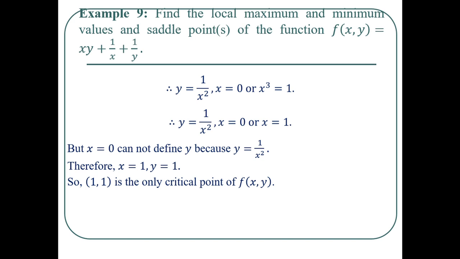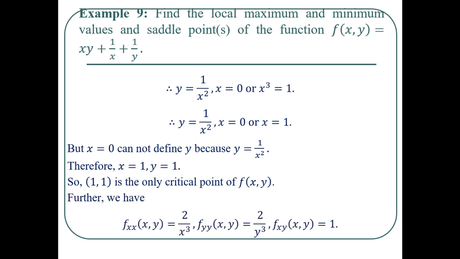For that again we want to use the second derivative test. For that we want fxx at xy, fxy at xy, and fyy at xy. From the first order partial derivatives, fx at xy is y minus 1 upon x square. When we differentiate it with respect to x, again we will get fxx at xy is equal to 2 upon x cube.